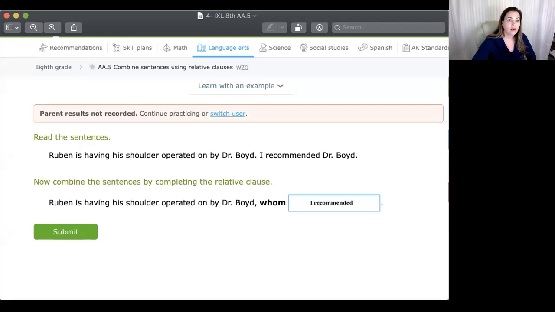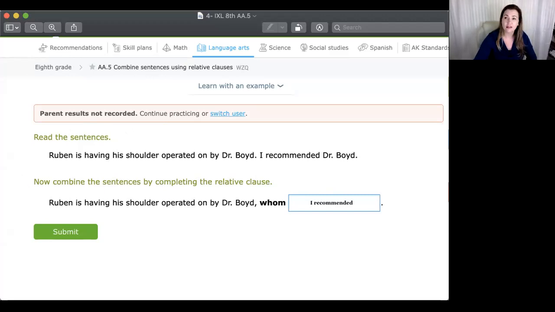And then I will show you the exact path in IXL to go to access your practice problems with immediate feedback. All right, so this example is coming from IXL, 8th grade, AA.5. If you look at the very top, it tells us that we are combining sentences using relative clauses. So make sure you have your notes in front of you, okay? First it says read the sentences, and then it says now combine the sentences by completing the relative clause.